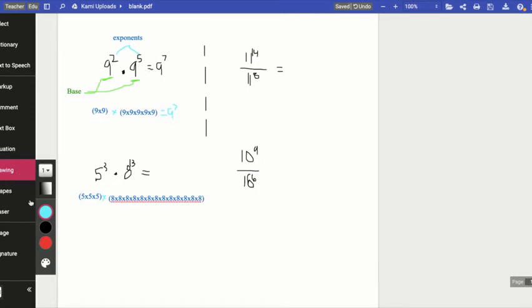So let's take a look over here at dividing. The same rule applies. We need the same base in order to divide. So I want you to take a look at these. This is 11 to the 14th power divided by 11 to the 8th power. This is 10 to the 9th power divided by 16 to the 6th power. Take a second to think, which one could I solve and what would it equal?